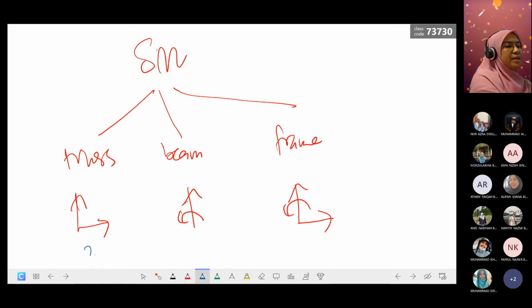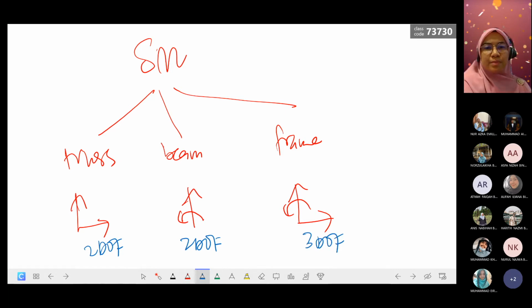So yang ni 2 degree of freedom per node, yang ni pun 2 degree of freedom per node, yang satu lagi 3 degree of freedom per node, frame. So beza dia in terms of degree of freedom. Prosedur dia sama. The most important part is dekat labeling tu. Kalau label correct, you put the right label, so yang lain-lain akan follow correct lah. Kalau you put different label, wrong label, so dia akan affect.